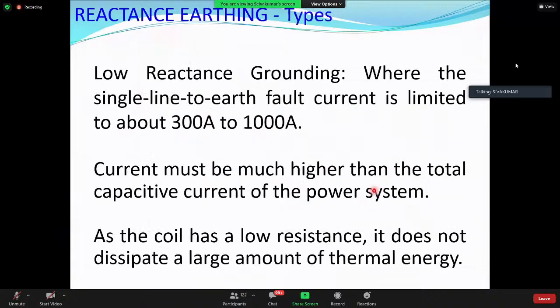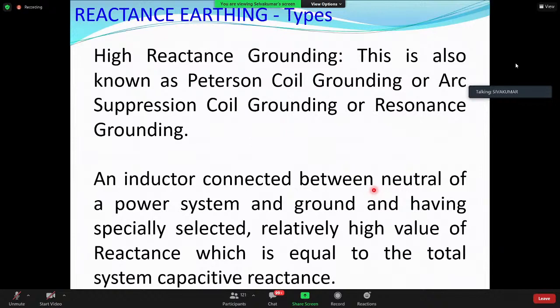This is again the evolution of the earthing system. Initially it was an ungrounded system. From the ungrounded system, they wanted to move to the solidly grounded system. They then equated system leakage capacitance with inductance. So in the evolution, from the ungrounded system, it moved on to the Peterson coil grounded system. So Peterson coil grounding is very high reactance grounding. The current is negligible, and it is in the opposite direction to that of the system. Here, an inductor is connected between the neutral and the ground, having a specially selected relatively high value of reactance, which is equal to the total system capacitive reactance.